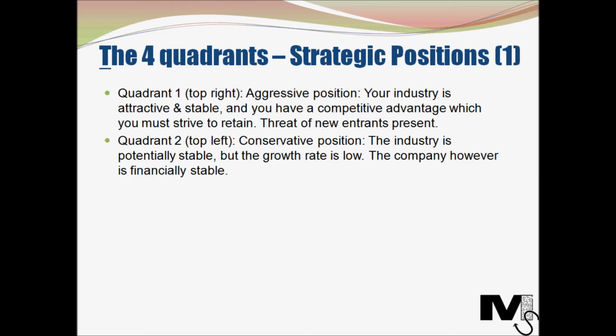Now, quadrant 2, which is the top left quadrant, is a conservative position. Okay, so in this position, the industry is potentially stable, but the growth rate in the industry is low. The company, however, is financially stable, which is great, and in this position the company should safeguard its existing products and think about venturing into a different industry, but at a steady pace.